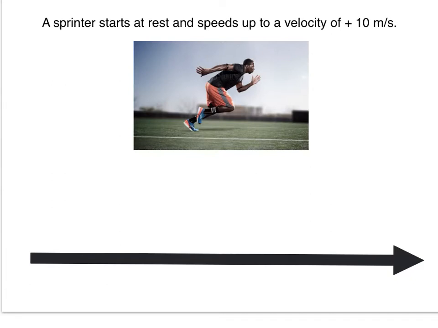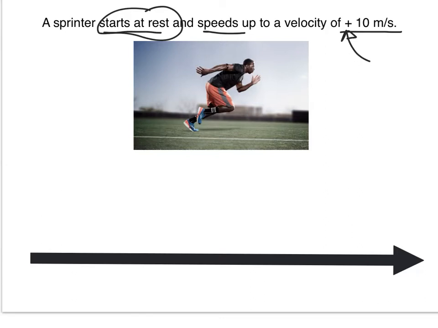is that the sprinter starts at rest, and that the sprinter is speeding up to a velocity of positive 10 meters per second. So let's think about what that means. It means that initially the sprinter has a velocity of 0, starting at rest, and ends up with a velocity of positive 10 meters per second. So we can tell that they are speeding up and traveling to the right because of the positive sign.